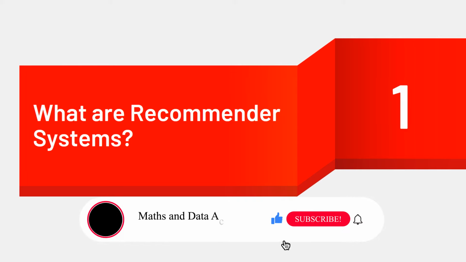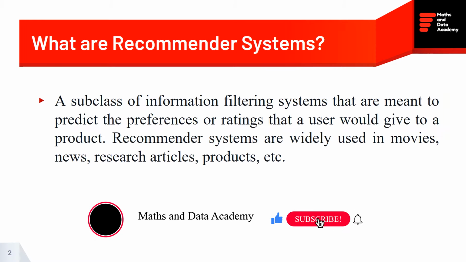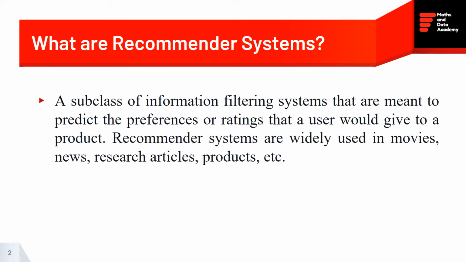What are recommender systems? A subclass of information filtering systems that are meant to predict the preferences or ratings that a user would give to a product. Recommender systems are widely used in movies, news, research articles, products, etc.